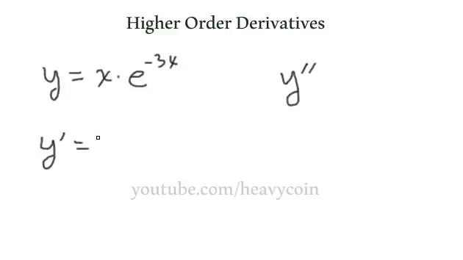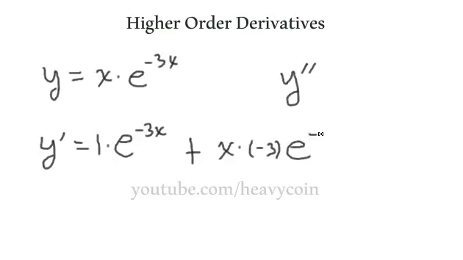So the derivative of x is 1, rewriting e to the negative 3x plus, rewrite the first function, x times, and then the derivative of e to the negative 3x up here is negative 3. And then of course we rewrite the function.